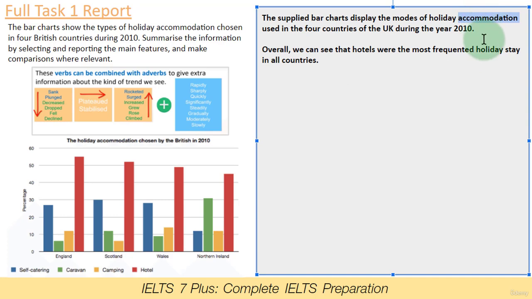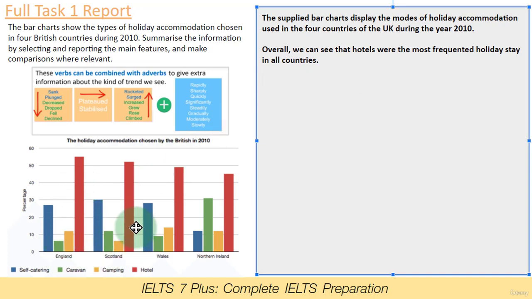I feel like I might repeat myself here, so I'm going to start trying to think of different ways to say this. Let's read this back. Overall, we can see that hotels were the most frequented holiday stay in all countries. Perfectly fine. Gives the big picture. Doesn't give any figures though. No numbers or percentages given. Just gives the overall big message of the data. Okay, so let's begin with Group 1. And you remember that Group 1 is England and Scotland.